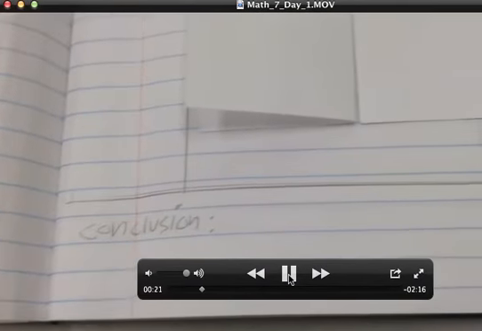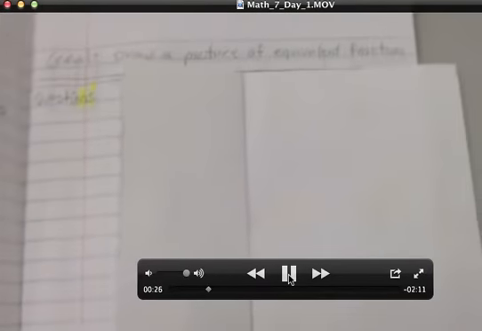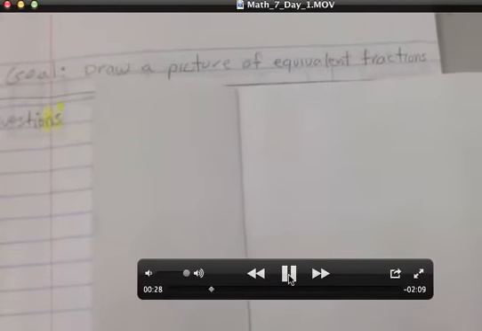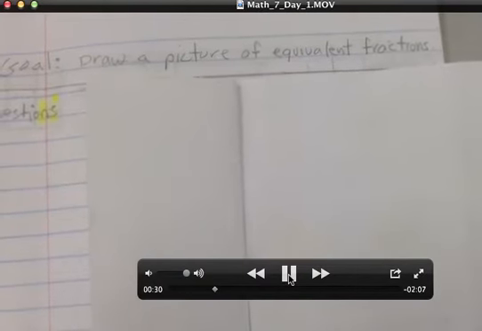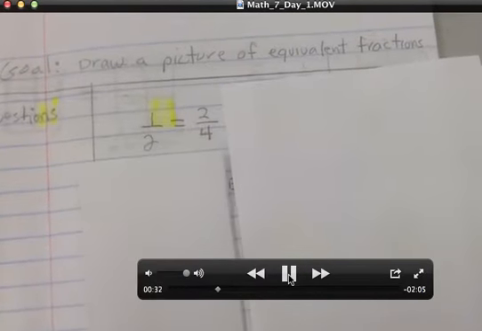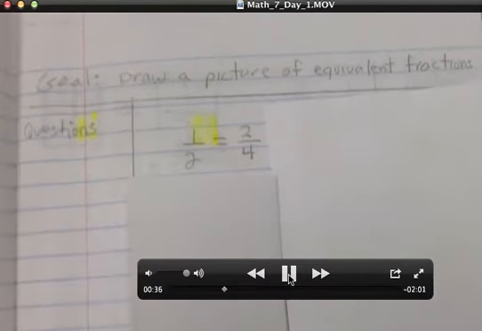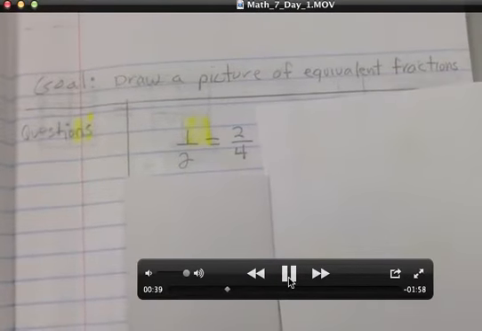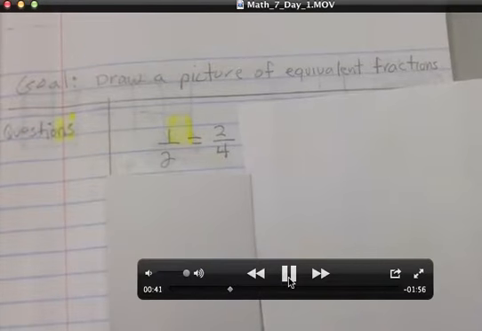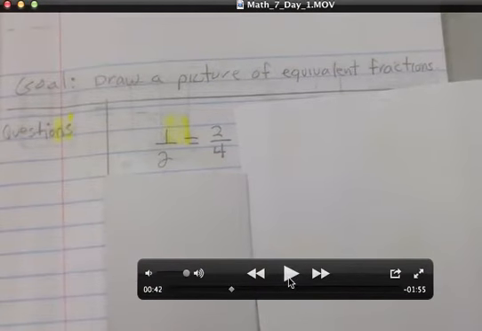So we're going to get to the main body of our notes. And since today's notes are on drawing pictures of equivalent fractions, those are the types of examples we're going to see. The first one is 1/2 equals 2/4. And again, please ignore the yellow for right now. We do like to use color, but in this case, we didn't use color on this side of the paper.